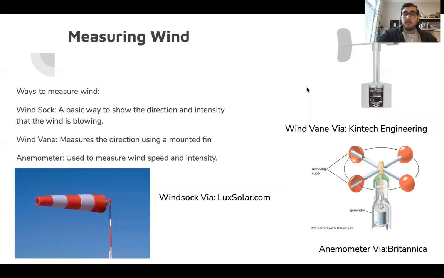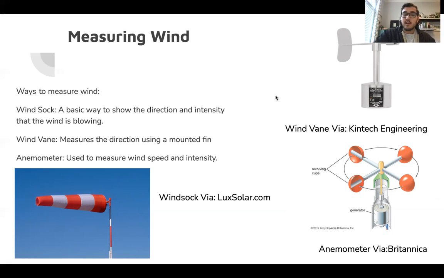And lastly, this is how we measure wind. The first one that I found is a windsock. It's a basic way to measure wind. It measures the direction and kind of the way that it blows, but not exactly. The next one is a wind vane, which measures the direction using a mounted fin. The wind vane over here is a little bit more of a complex one. The classic ones, like a rooster that moves north to south that you see on top of houses, that's an example of a wind vane as well.